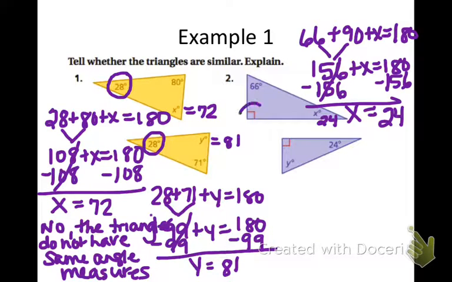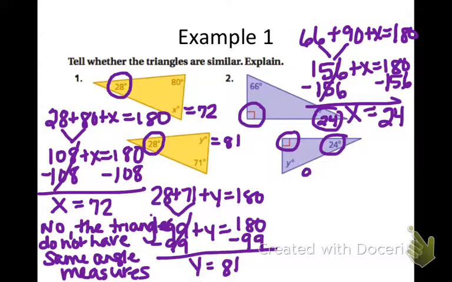So we have a 90-degree angle and a 24-degree angle. We have a 90-degree angle and a 24-degree angle. We'll go ahead and solve for y, but we're going to go ahead and make the assumption that it is equal to 66. Therefore, these triangles are similar because they have three equal angle measures.